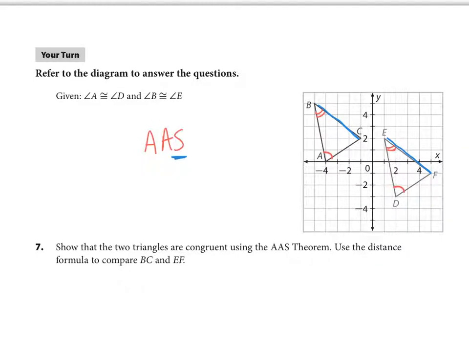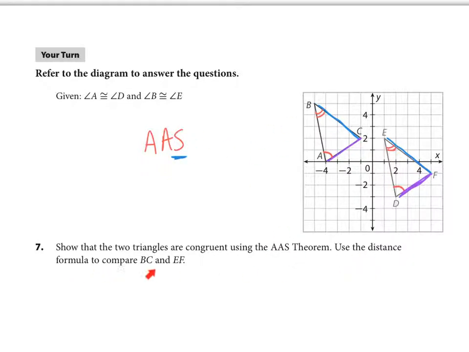Or, let me do a different color here, or that AC is congruent to DF, right? Those are also non-included sides. So if we showed either the blue ones were congruent, or the purple lines were congruent, then we know the triangles are congruent by AAS. In number 7 here, it actually tells us to show that the two triangles are congruent using AAS, which I just kind of walked you through.